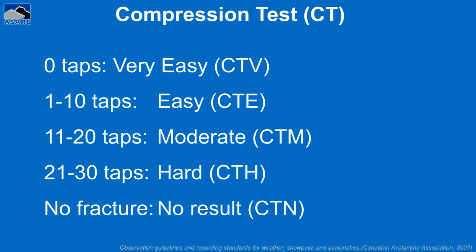To recap, the compression test score should be recorded as shown here. If it fails on isolation of the column, it is CTV. If a layer fails between 1 to 10 taps, it is CTE. 11 to 20 taps, CTM. 21 to 30, CTH. And if the layer does not fracture, then it is CTN.